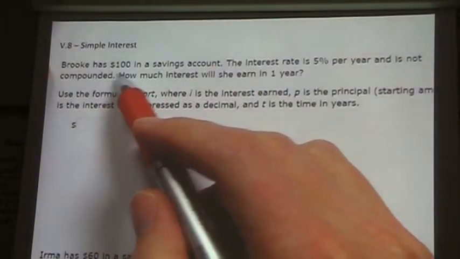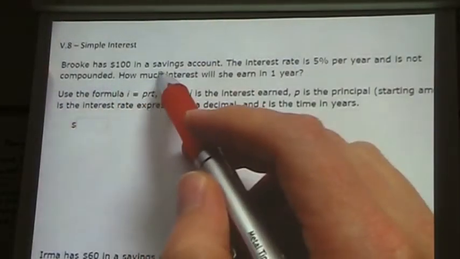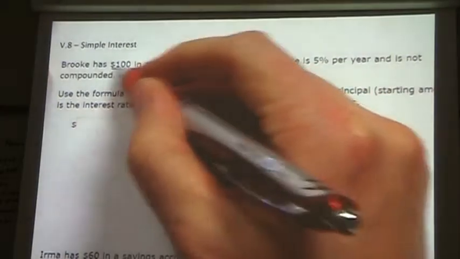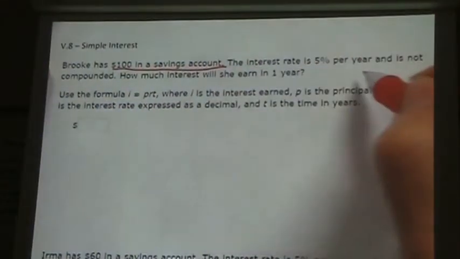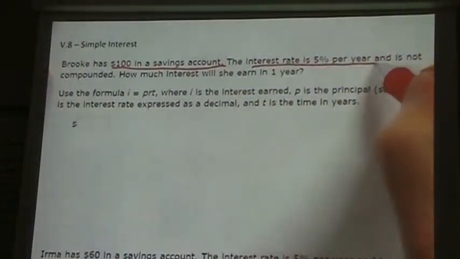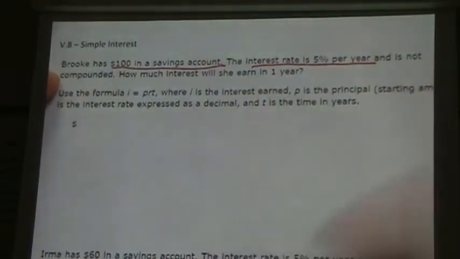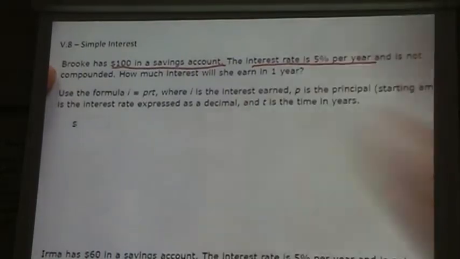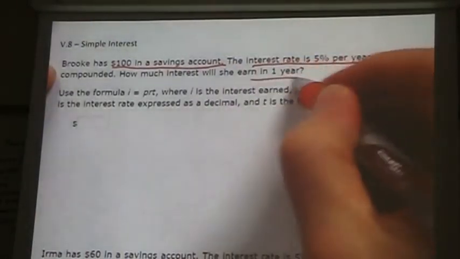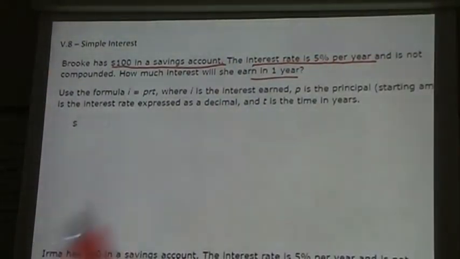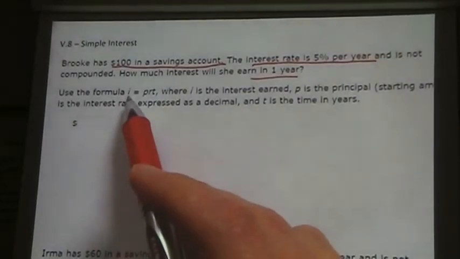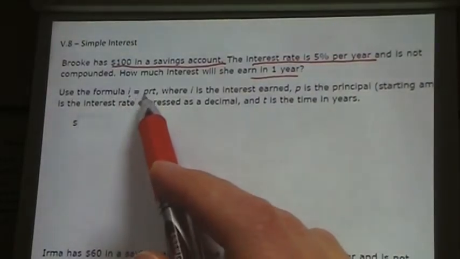So Brooke has $100 in a savings account. Interest rate is 5% per year. Not compounded. Compounded is more complicated. So this is simple interest. This is totally fine. How much interest will she earn in 1 year? Use the formula I equals PRT.